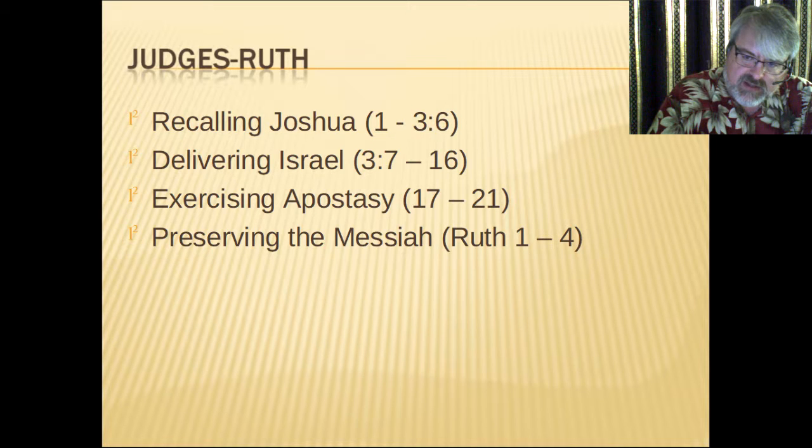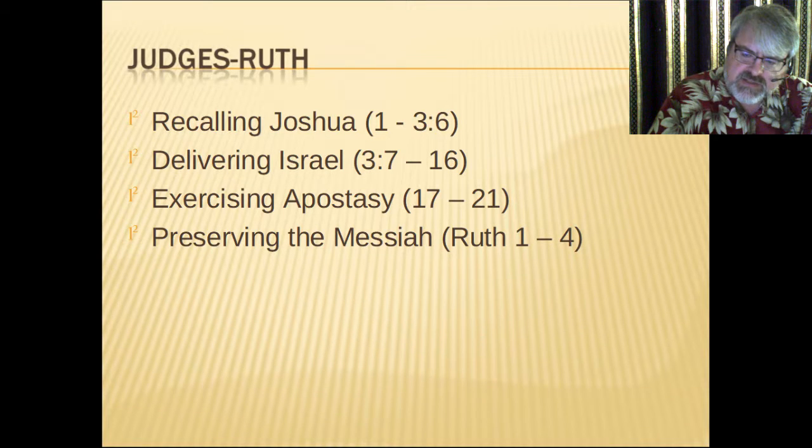Well, we see the overall outline for the two books here. We're calling Joshua, chapters 1 through 3, delivering Israel. This is the times of the Judges, as the book is named, from chapter 3 to chapter 16. And then it's just this series of stories that show the depravity of Israel in chapter 17 to 21, to the end of the book.